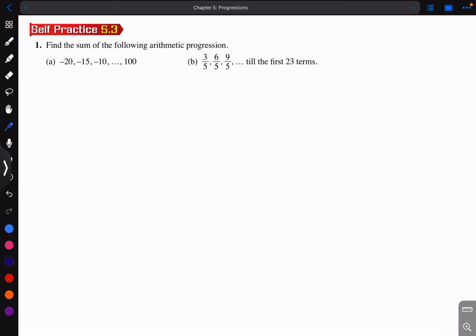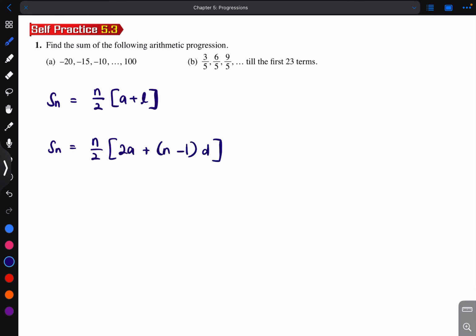Self-practice 5.3, question 1. Find the sum of the following arithmetic progressions. Okay, let's look at A. So, sum of arithmetic progression, we have two different formulas. One is n over 2, A plus L. The other one is n over 2, 2A plus n minus 1 D.